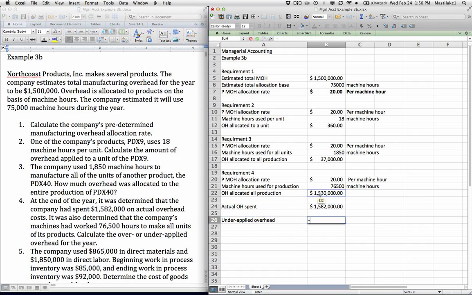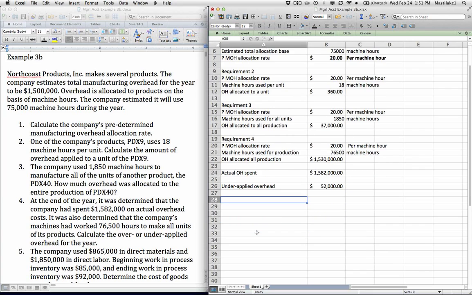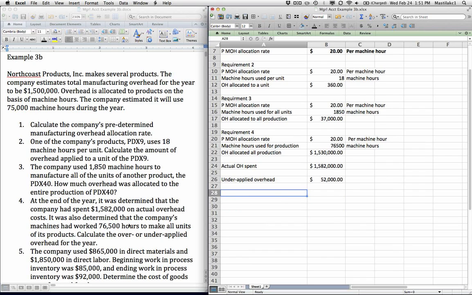So in other words, what we've done is we've put only $1,530,000 into our work in process account, but we've actually spent $1,582,000 on overhead. So the amount that's been put into our work in process account is too small by $52,000, and we call that under-applied overhead. So what we need to do ultimately is increase the amount of overhead cost that's applied to production, because we haven't put enough in there. So that is our under-applied overhead.